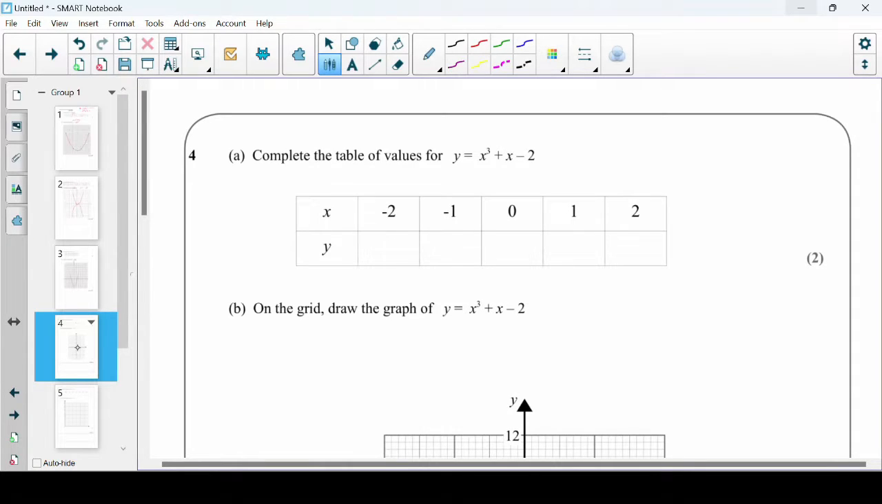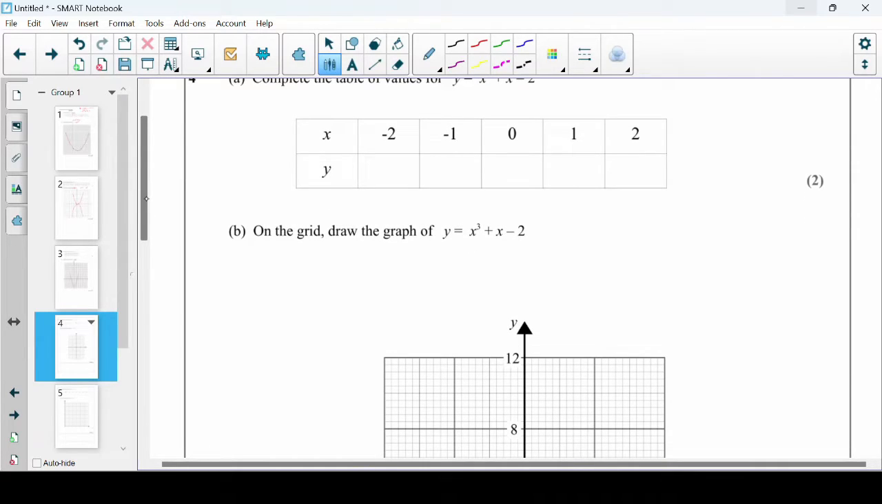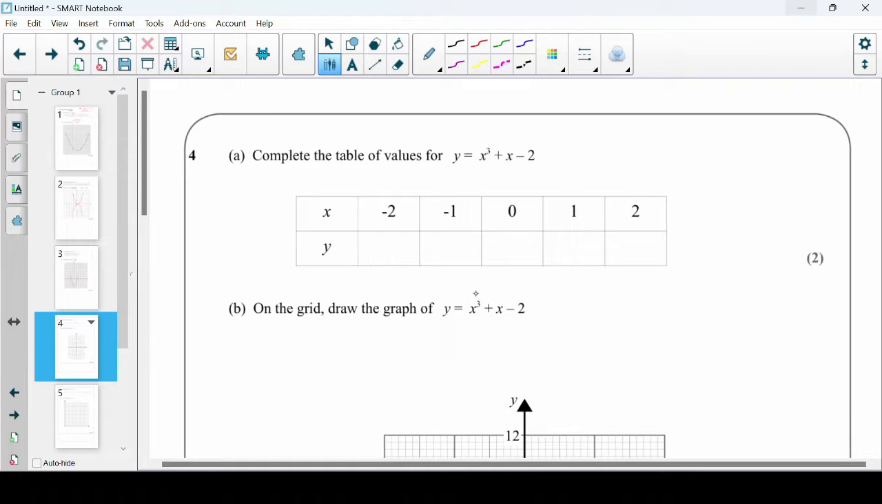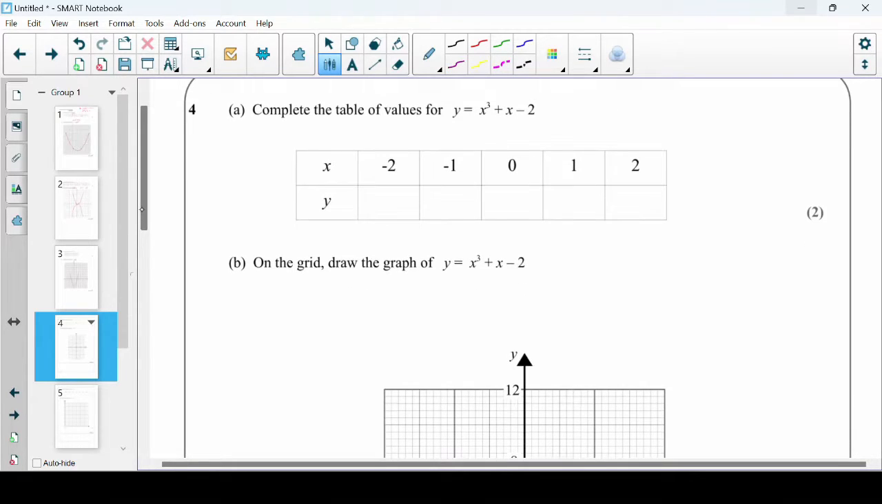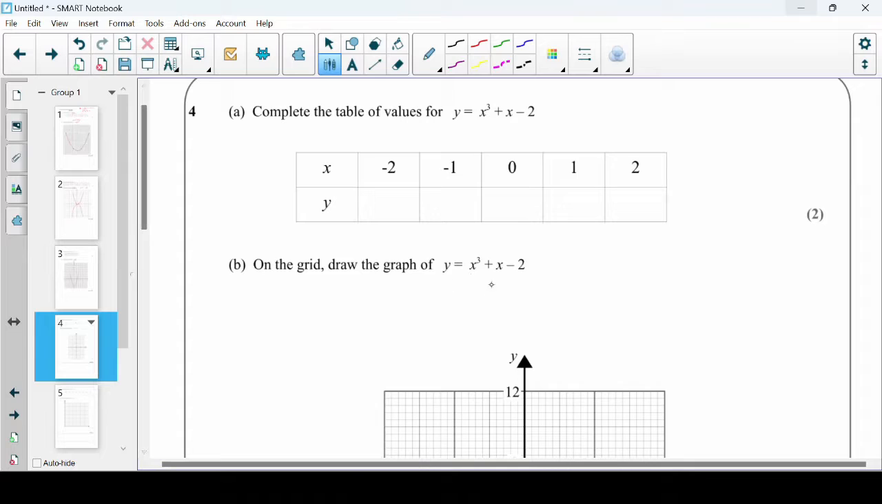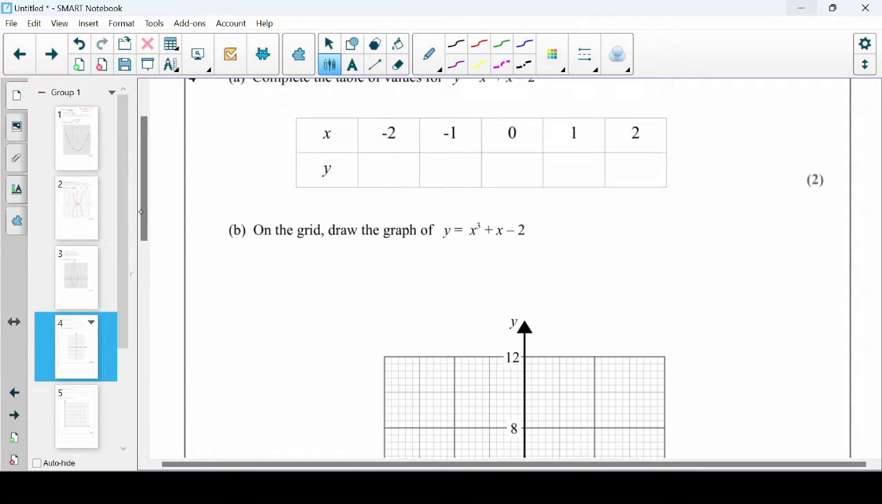And in this question, it's x cube. This is the first question with the x cube. So we are going to solve this kind of question now. We have to put the values from -2 to +2. And the first value, we put -2 here.